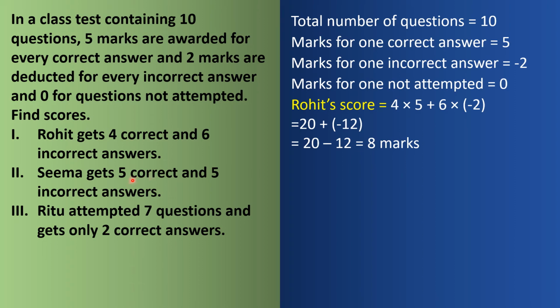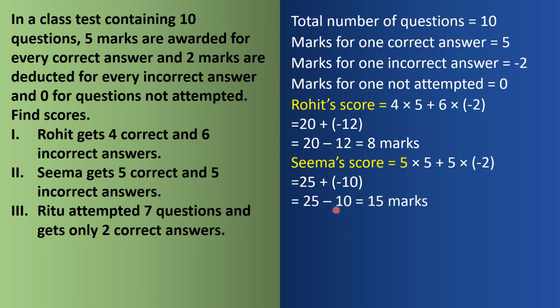Then for Seema, 5 correct and 5 incorrect answers. It means 5 multiplied by 5 and 5 multiplied by minus 2. So Seema's score equals 5 multiplied by 5 plus 5 multiplied by minus 2. It will be 25 plus minus 10. Now we will do subtraction. 25 minus 10 equals 15 marks.